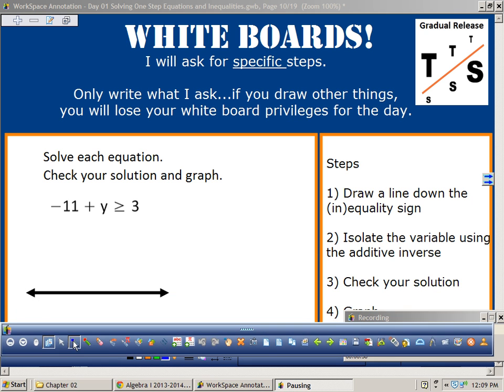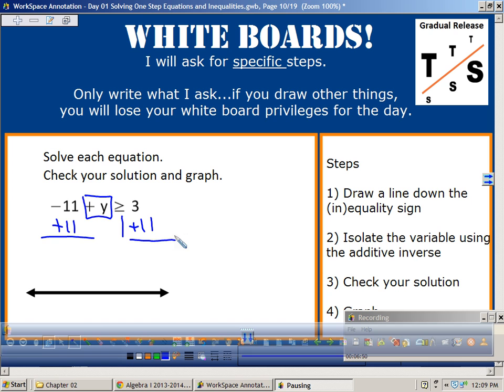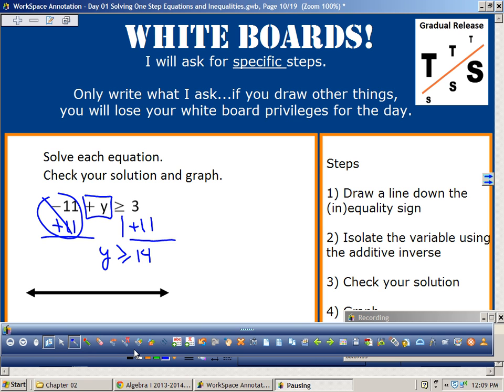All right, so everybody should have, I'm trying to isolate y. So I'm going to use the additive inverse for negative 11, which is positive 11. This becomes a 0 pair, and I'm left with y is greater than or equal to, same sign means my answer is in the same sign, y is greater than or equal to 14. Go ahead and graph that on a number line for me, please.